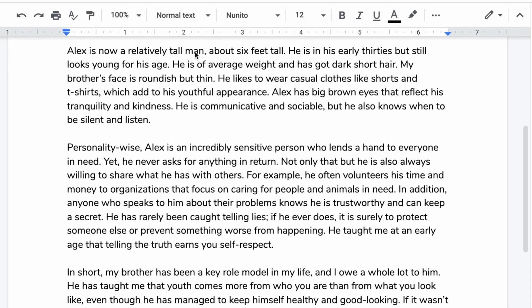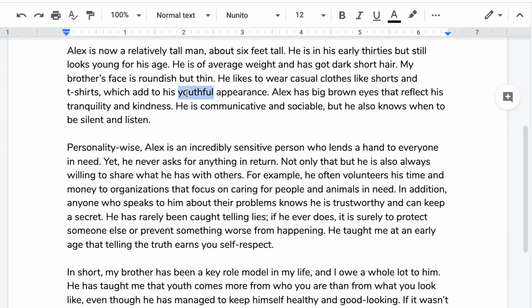So Alex is a relatively tall man, 6 feet tall, early 30s, still looks young for his age, average weight, dark short hair, face is roundish but thin, likes to wear casual clothes, like shorts and t-shirts, right? You have here a description of what he likes to wear and the fact that he probably looks young, has a youthful appearance, right? So you see quite a few details about Alex's appearance or physical traits.